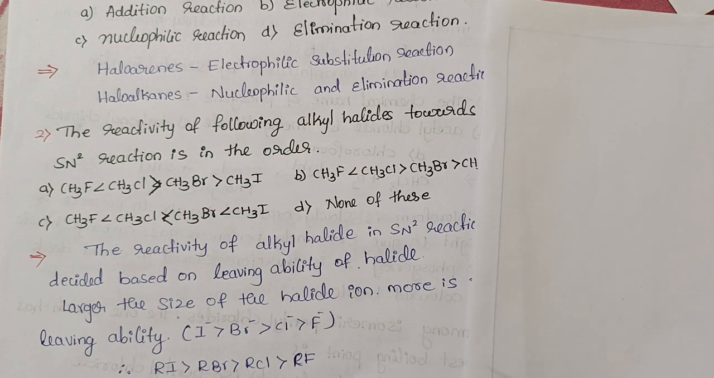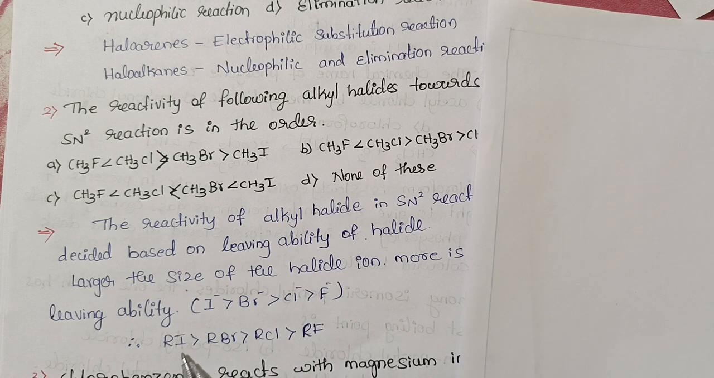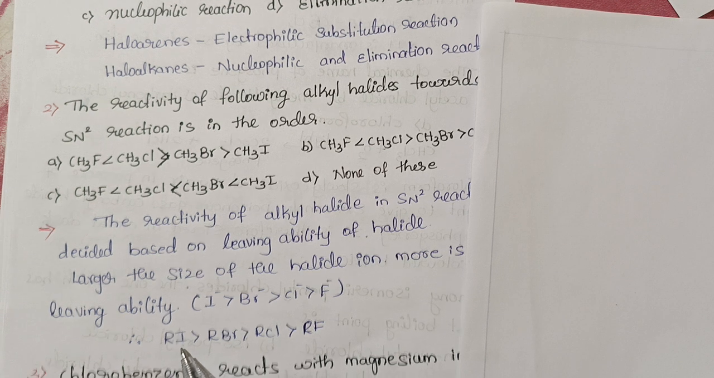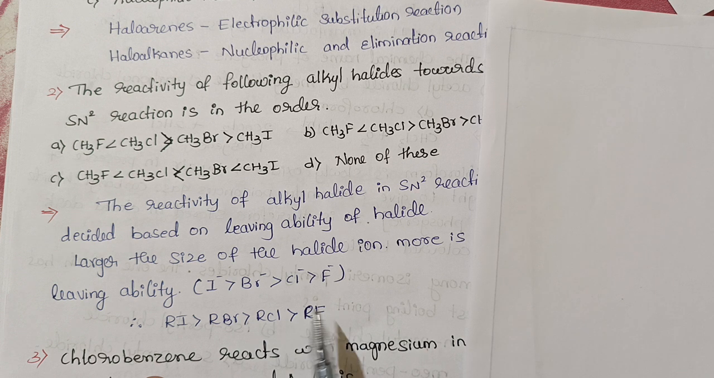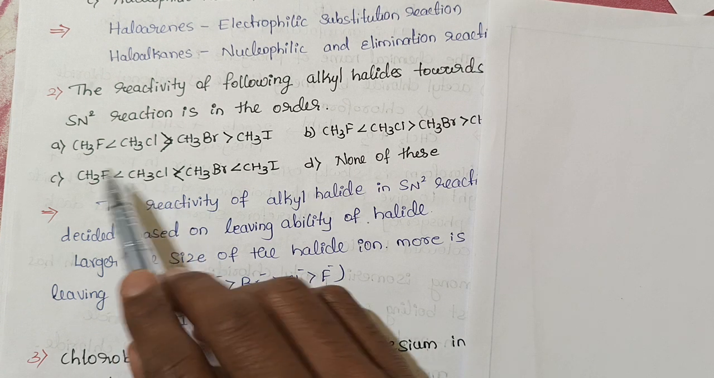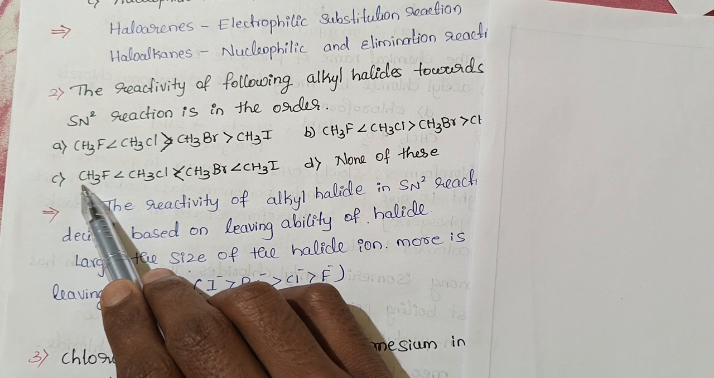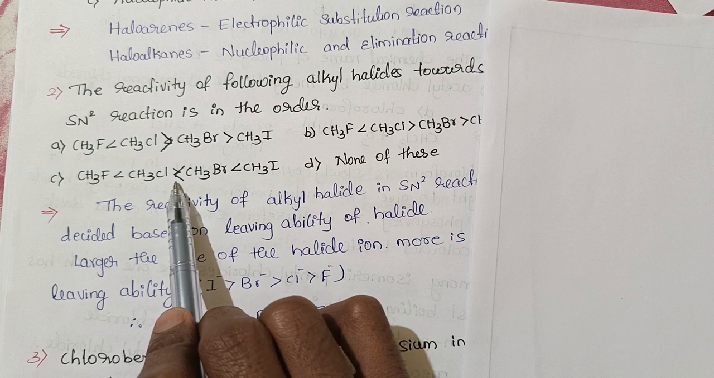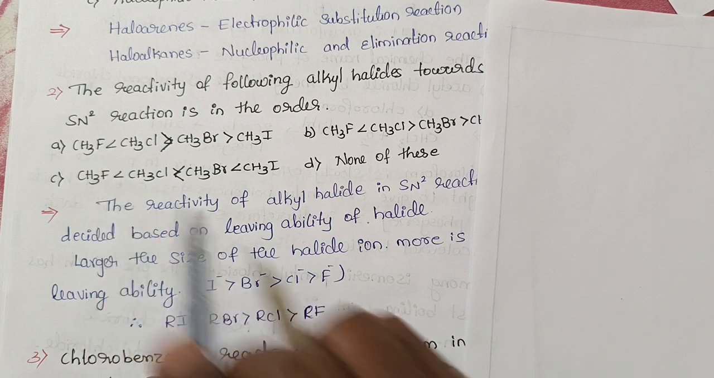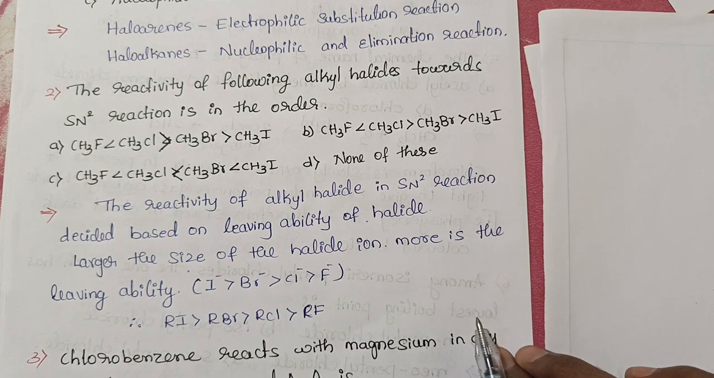So as I told, the leaving ability order is like this. If you introduce the alkyl groups, the alkyl halides have the reactivity order towards SN2 reaction like this: RI is more than RBr, then RCl, then RF. So therefore your answer is option C: RF, RCl, RBr, RI. Here R they mentioned as the CH3 group, methyl group. So therefore the correct answer is B.